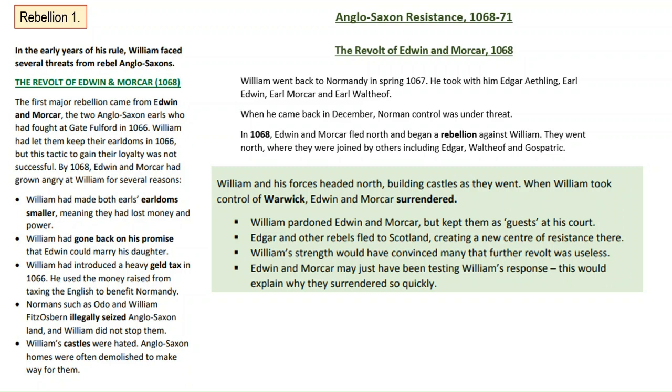Normans like Odo and William Fitz-Osborne illegally seized Anglo-Saxon land. William did not stop them. So the Normans were stealing land from the earls, and they were angry about it. William's castles were hated. Anglo-Saxon homes were often demolished to make way for them.